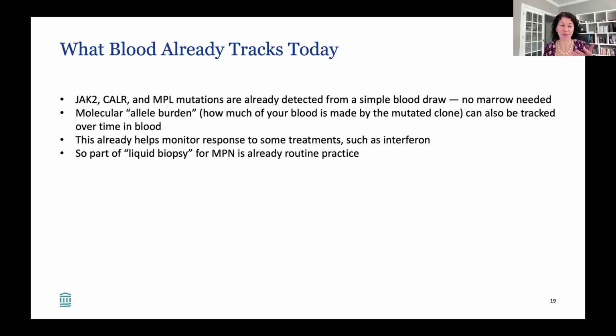But guess what? These are blood conditions. And so liquid biopsy is already part of our practice because we get lots and lots of information from the blood. Most patients can find out if they have an MPN by doing genetic testing from their blood. So we can look at the bone marrow, we can look at the blood tests and say, do you have the mutation? Do you not have the mutation? How much of the mutation do you have? That's called allele burden. And so we already get a sense of really what's going on in your bone marrow by looking at these tests in the blood.